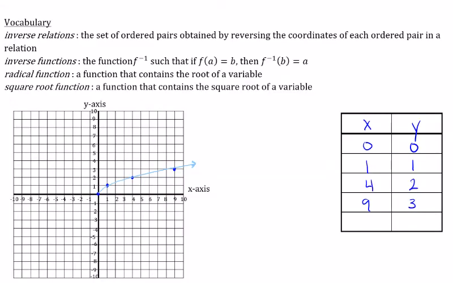All right, and here's the parent function. So f of x equals square root of x. If I input 0, square root of 0 is 0, so I get output of 0. If I input 1, square root of 1 is 1. If I input 4, square root of 4 is 2. And if I input 9, square root of 9 is 3, right? So those are my input-output relationships.